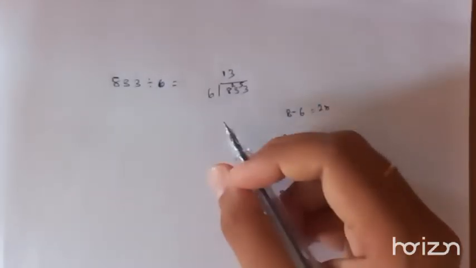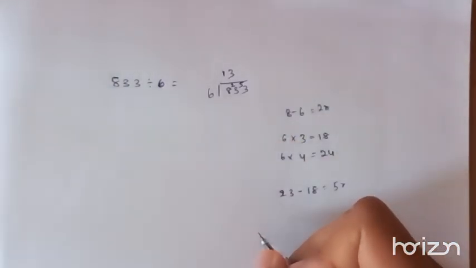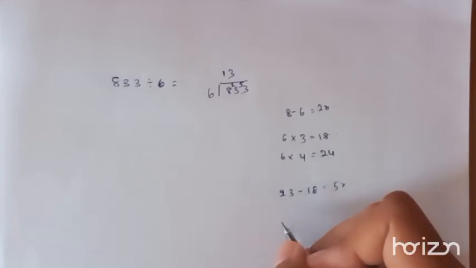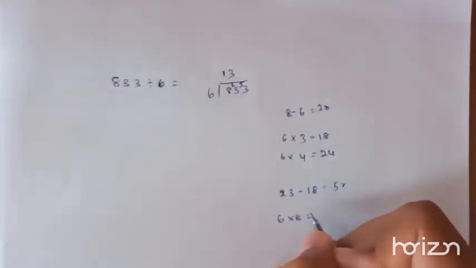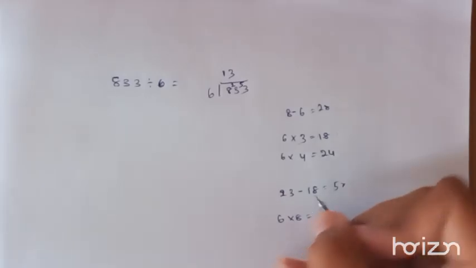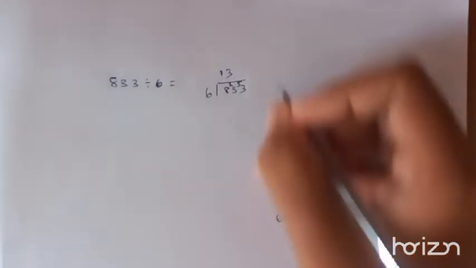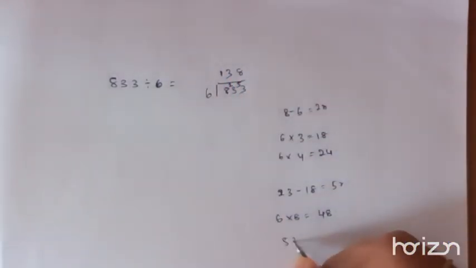That 5, I'm going to put over here to make 53. So how many times does 6 go into 53? That's what we're going to check. We know that 6 times 8 is 48. So 8 times 6 is 48, and then we take 53 take away 48.